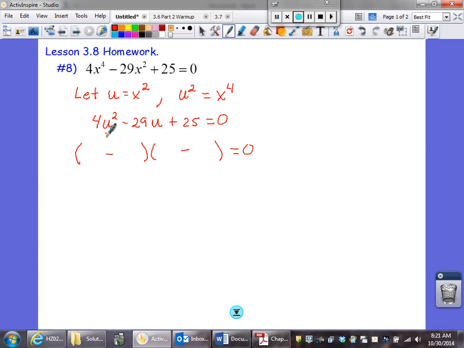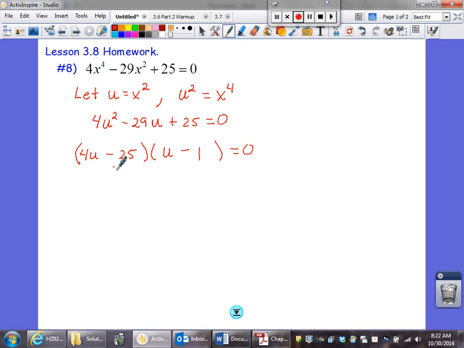I need two numbers to multiply together to make 4u squared. 2 and 2, 4 and 1. I'm noticing that 4 and 25 add up to 29. So one of my choices here, I'm going to say 4u and 1u. And I'm also going to say 25 and 1. Now I don't want to put 25 here because 25 times 4 would give me all the way up to 100 already. I'm going to put the 25 here, and I'm going to put the 1 over here. And then the outside is negative 4u, and the inside is negative 25u, which adds up to negative 29u.